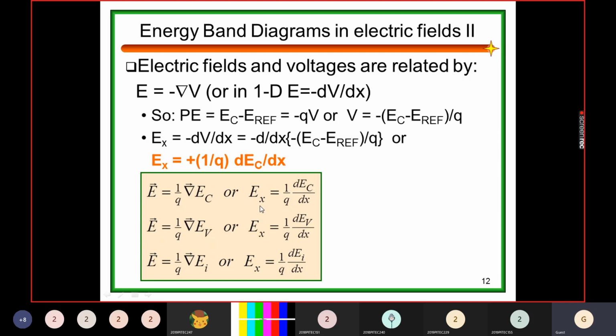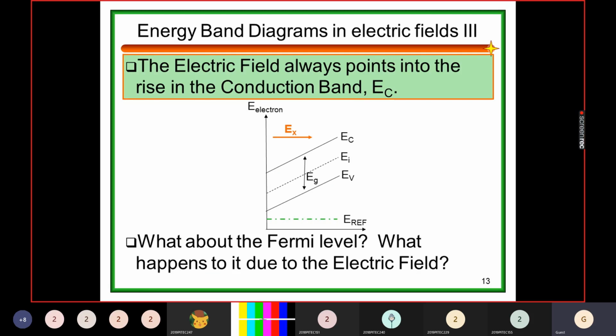So you can see there, E vector is equal to 1 divided by Q into del vector into EC, and in this case Ex is equal to DEC divided by Q into dx, or else DEV divided by Q into dx, or DEI divided by Q into dx. This represents that the electric fields and the applied voltage are related with respect to each other. Okay. So next is the energy band diagram.